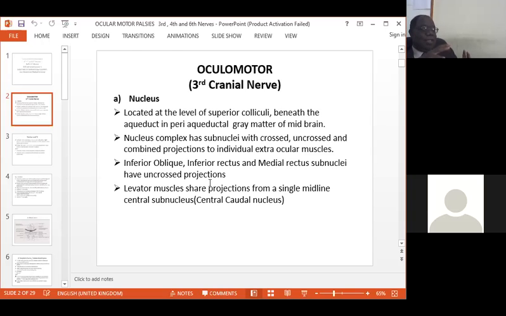There are certain fibers which have to cross over to innervate the muscles from the other side of the body. So what we're saying here is the inferior oblique, the inferior rectus, and the medial rectus subnuclei have uncrossed projections. It means these subnuclei on the right side will supply the right side. On the left side, they will supply the left side.